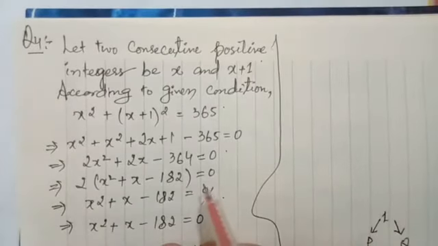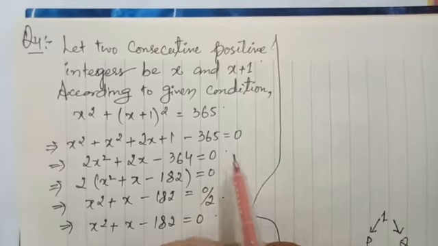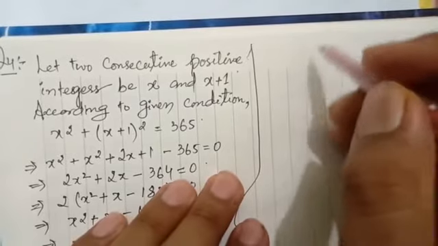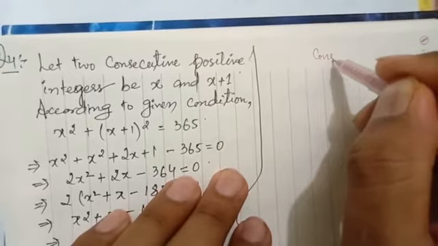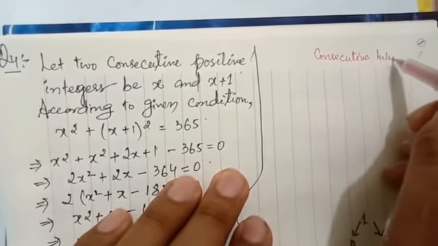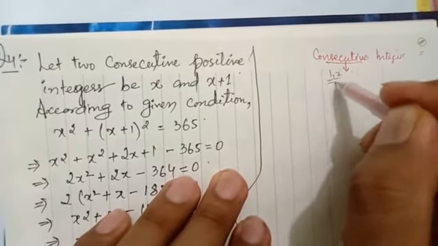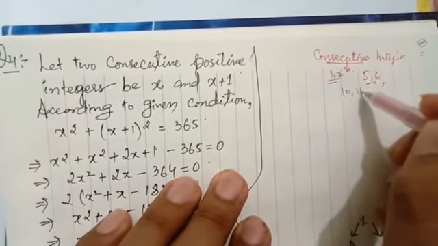Now look at question number 4: find two consecutive positive integers, the sum of whose squares is 365. First, the two positive consecutive integers. What are consecutive integers? They are one after the other. Consecutive integers, one after the other. Suppose 1 and 2 are consecutive, 5 and 6 are consecutive, 10 and 11 are consecutive.